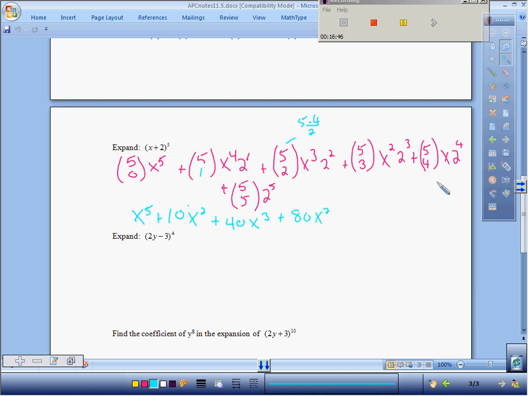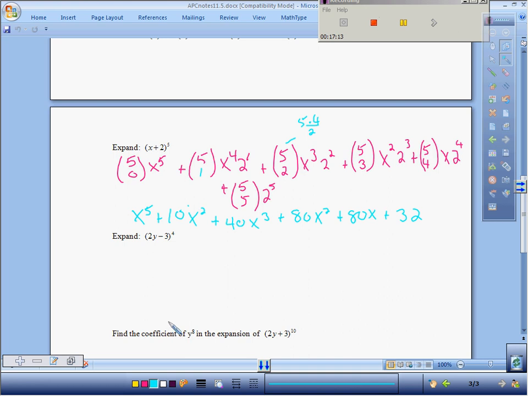Okay? And 5 combination 4 is the same as 5 combination 1. So that's just 5 times 2 to the 4th, which is 16, right? So it's 5 times 16. Is that 80 as well? 80x, plus, and then 5 combination 5 is 1 times 2 to the 5th, which is 32. And that's what it looks like.